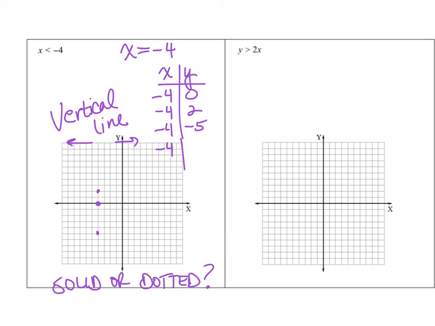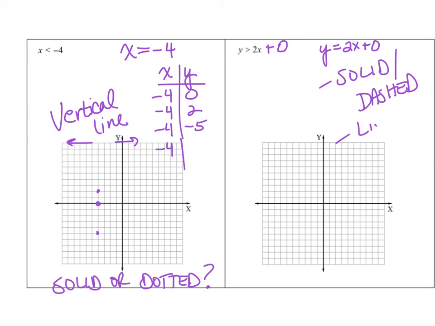A hint for the next one. This is not y is greater than 2. This is y is greater than 2x. You might want to think of it as 2x plus 0, because graphing 2x sometimes is confusing, but 2x plus 0 in slope-intercept form is a little easier. Again, always start with solid or dashed, and then graph the line, and then figure out the shading.